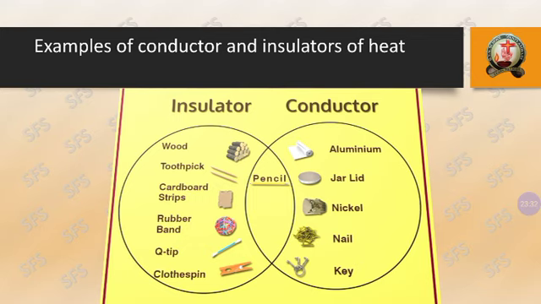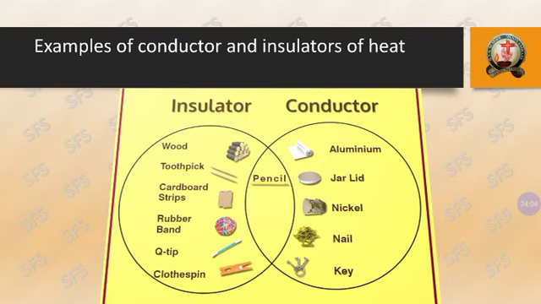As I said, pencil is kept at the center because it may act as both conductor and insulator. The reason being, the tip of the pencil is made up of graphite, which is a metal, so that will conduct heat, whereas the wooden part will not conduct heat quickly. That is the reason why it is in between. So we can consider pencil as both a conductor and an insulator.